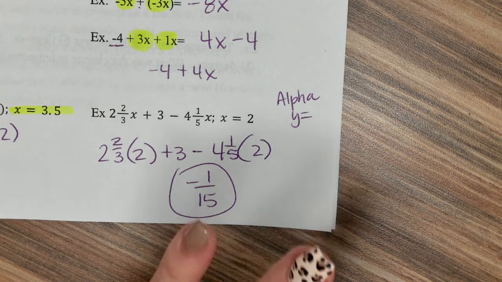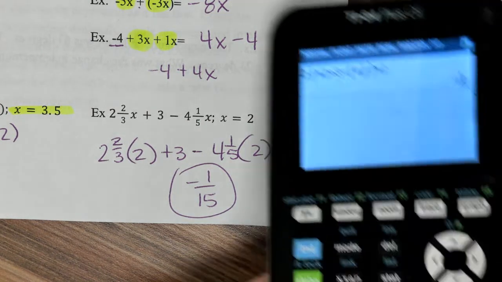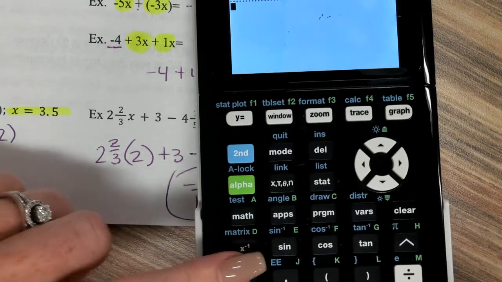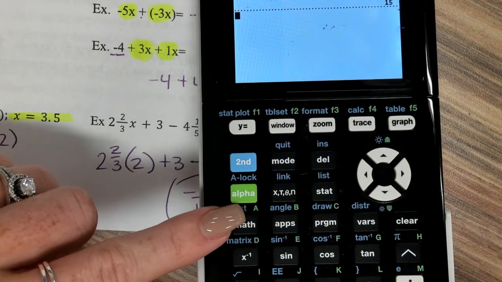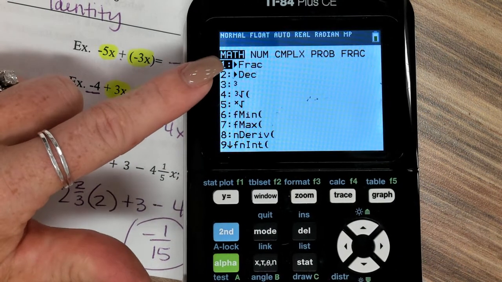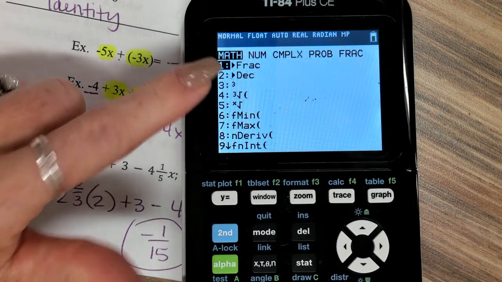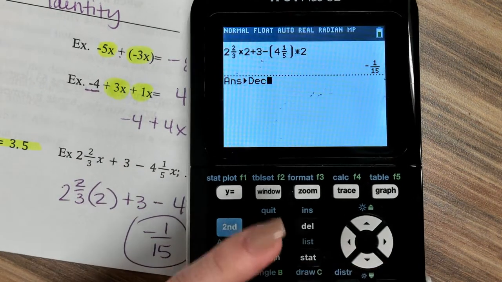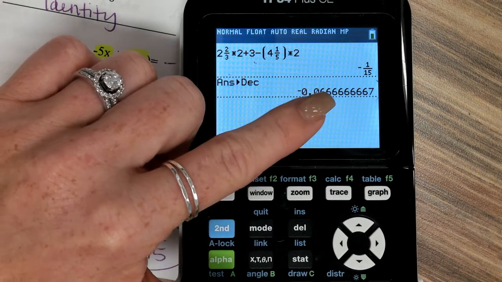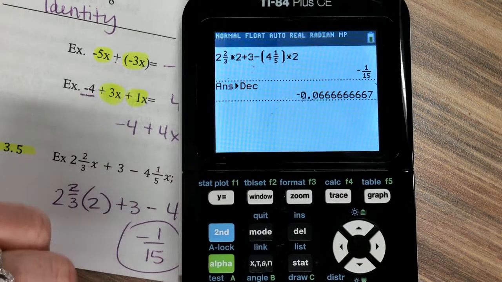Now, just so y'all know, your calculator will also change your answer to a decimal if you want it as a decimal by pushing this math button. So you'll see the math button. If you hit math and you choose option 1, it'll change whatever to a fraction. If you choose option 2, it will change it to a decimal. So obviously we want to keep that as a fraction because I'm not going to write that. Are we good?